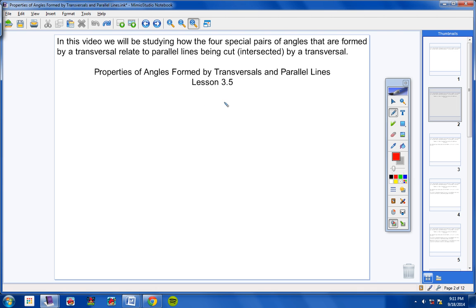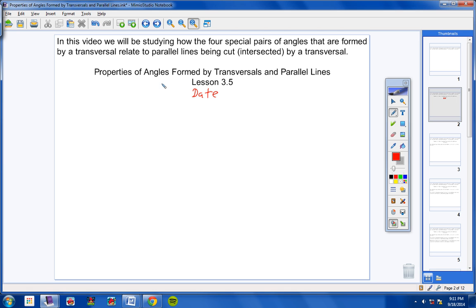So if you would please go ahead and write this heading in your notes: properties of angles formed by transversals and parallel lines. Copy that down, please. Properties of angles formed by transversals and parallel lines, lesson 3.5, and include today's date, please. I'll pause just a second while you copy that down.